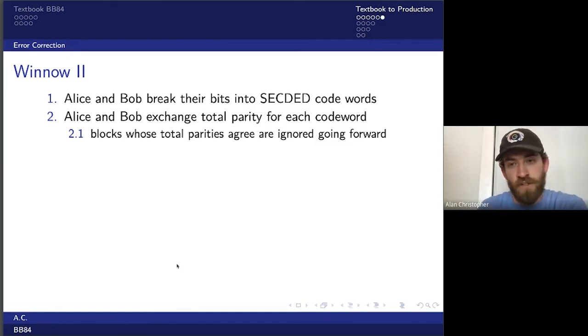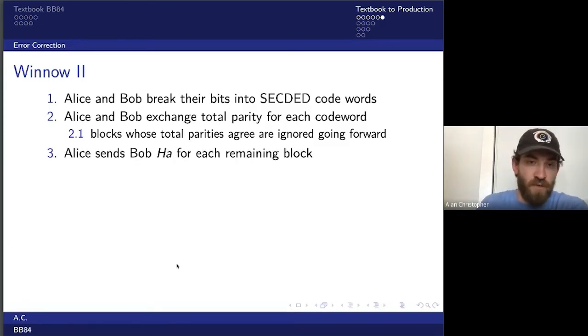We're not actually going to exchange the whole syndrome to start, because when you're doing SECDED, if you have an even number of errors, you never do anything. Either there are no errors to correct, or there are too many errors to correct, and you're just going to make things worse. So we start by actually just exchanging the total parities, and where the total parities between Alice and Bob agree, we can just ignore those blocks for the remainder. For the rest of the blocks, for the ones where we have an odd number of errors, and hopefully exactly one, Alice is going to send Bob her syndrome for that block.